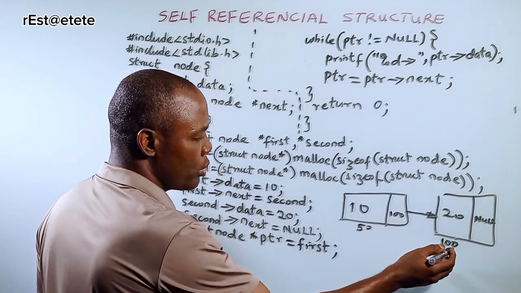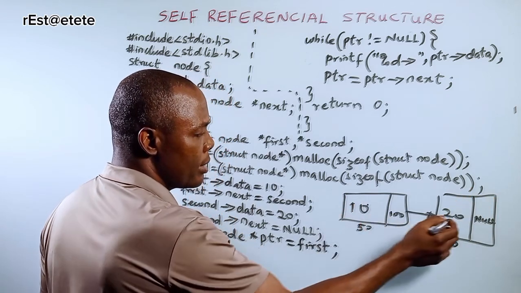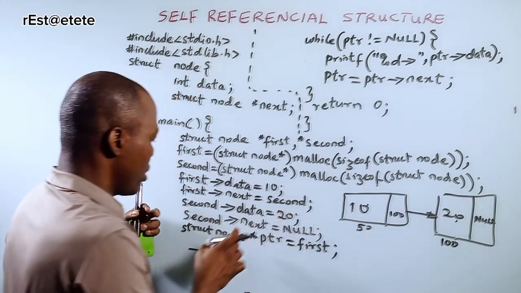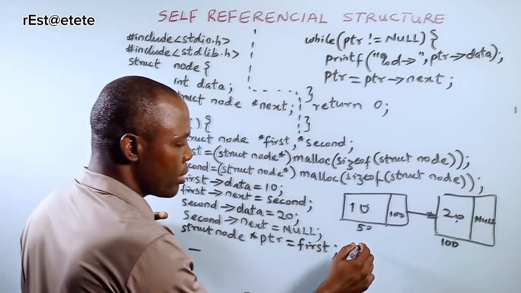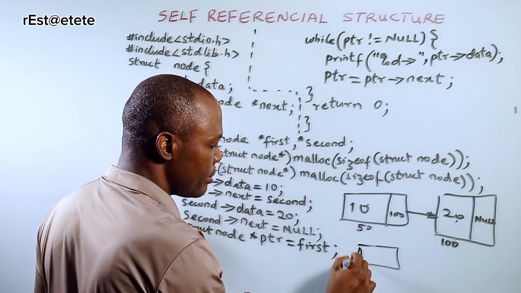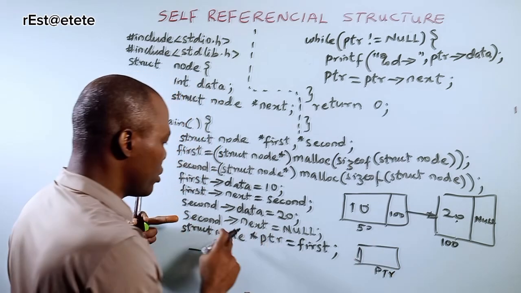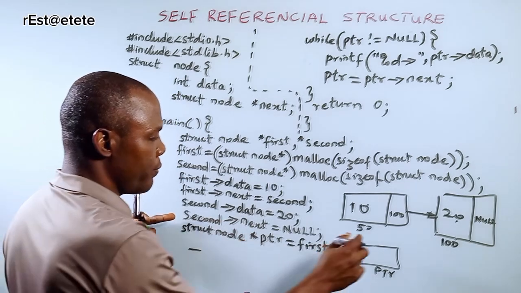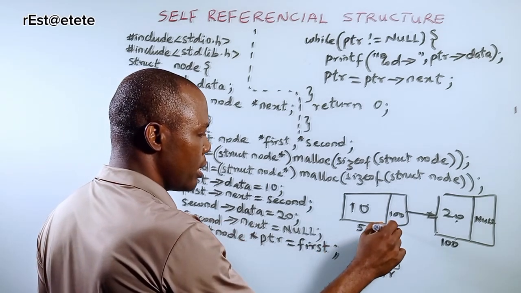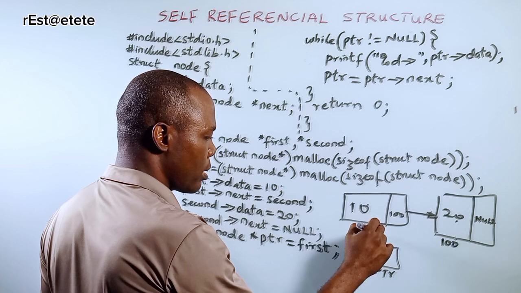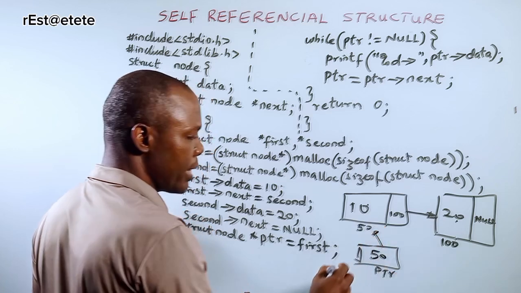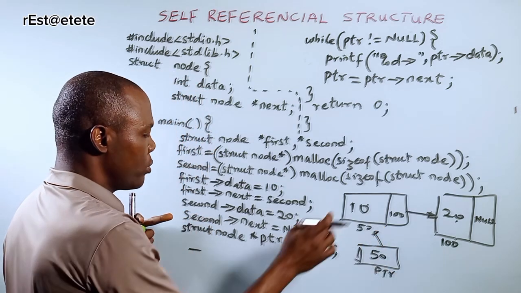Why is this one pointing to 20? So this is the data. Then I created another pointer. That pointer is here. We call it PTR. And it's pointing to what? To first. So it's pointing to this one. So this will have 50 inside it.